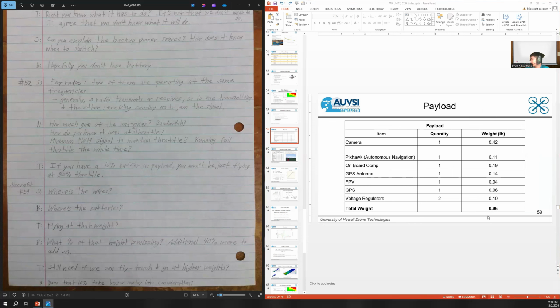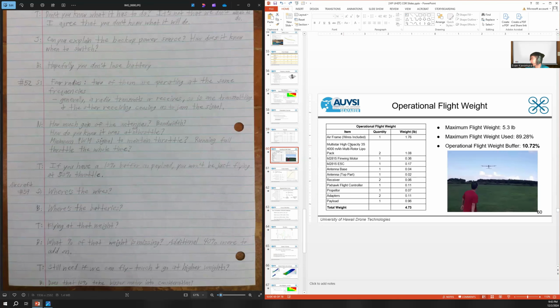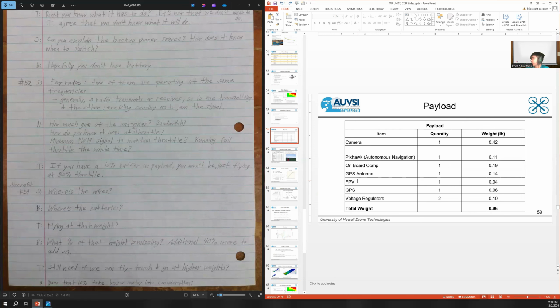And then, are we flying at this weight? No, I don't think we're flying at this weight. This does include the actual hardware. Oh no, this one. I think we were flying it this way, 4.73 pounds. This is about the different weights of all the components, but we should have included batteries on that one.